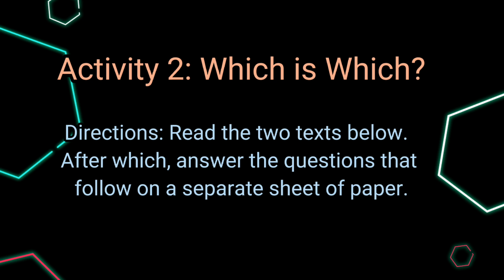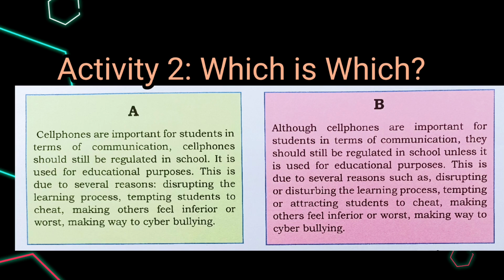Activity 2. Which is which? Directions. Read the two texts below, after which, answer the questions that follow on a separate sheet of paper. Text A. Cell phones are important for students in terms of communication. Cell phones should still be regulated in school. It is used for educational purposes. This is due to several reasons: disrupting the learning process, tempting students to cheat, making others feel inferior, or worse, making way to cyberbullying.